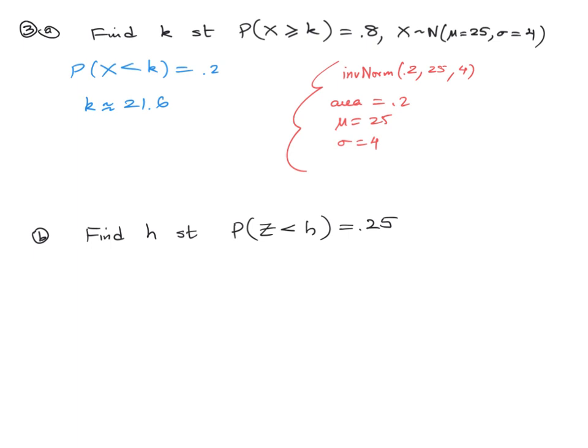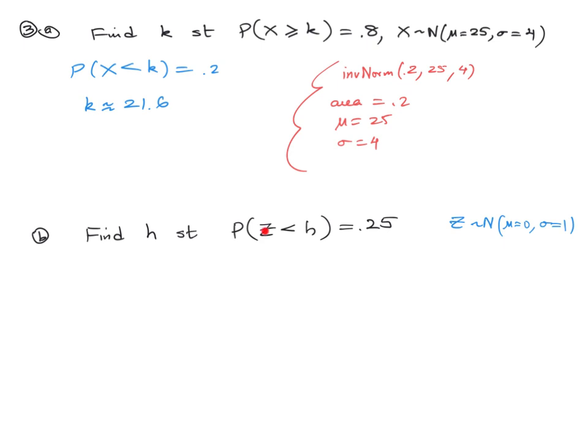Now here's another one. Find h such that probability that z is less than h is equal to 0.25. Well, z is a special normal distribution. Z is the normal distribution where mu equals 0 and sigma equals 1. So that's the distribution I'm going to use on my calculator in the inverse normal.